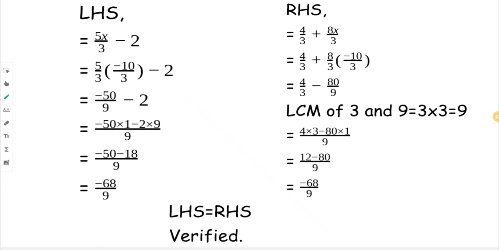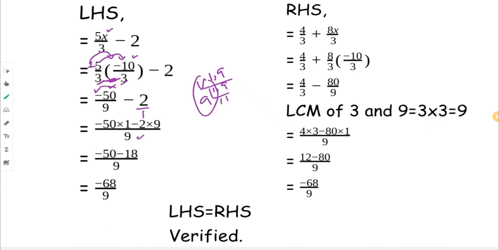Now let us prove for left hand side and right hand side. So left hand side is what? 5x by 3 minus 2. What is the value of x that we got? Minus 10 by 3, right? So remember, plus into minus, minus 5 10s are 50, and then below here 3 and 3, right? So 3 3s are 9. Okay, once again here 1 is there. So if I try to find the LCM of 1 and 9, pretty simple, it will simply be 9 itself, right? 1 9s are 9.